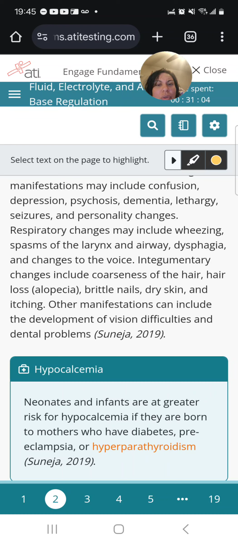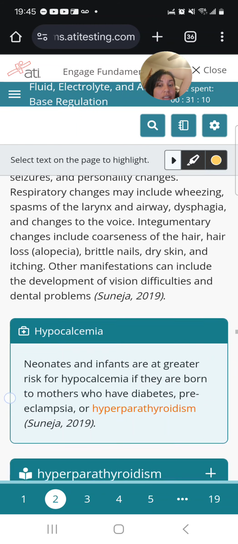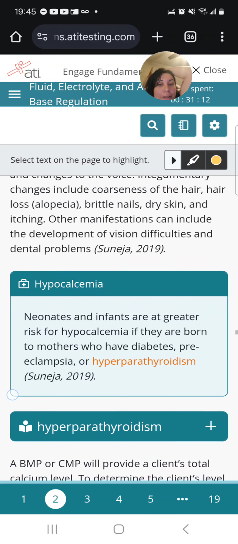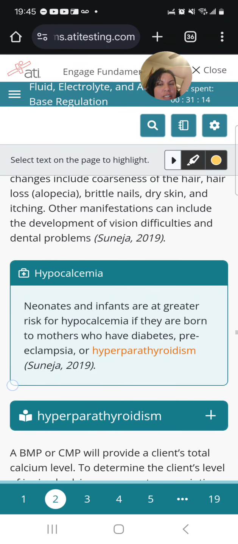Integumentary changes include coarseness of the hair, hair loss, brittle nails, dry skin, and itching. I did not know that. It says neonates and infants are at greater risk for hypocalcemia if they are born to mothers who have diabetes and preeclampsia or hyperparathyroidism.